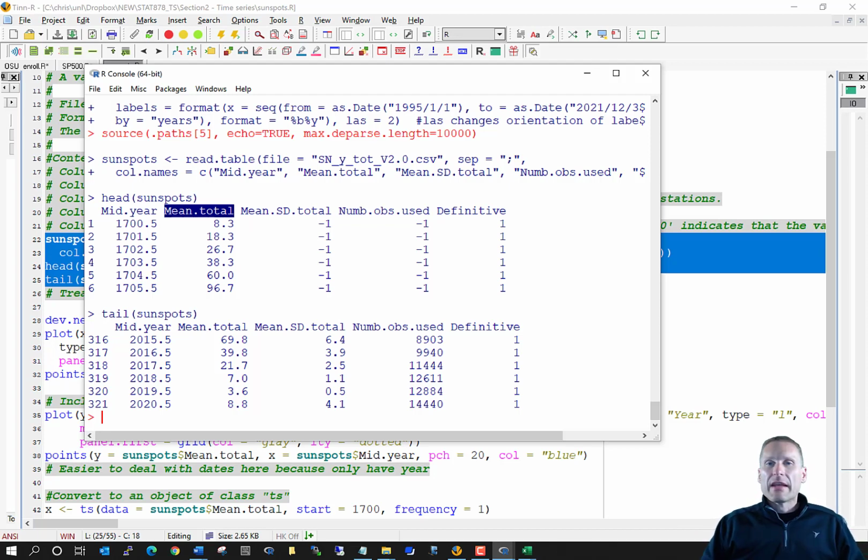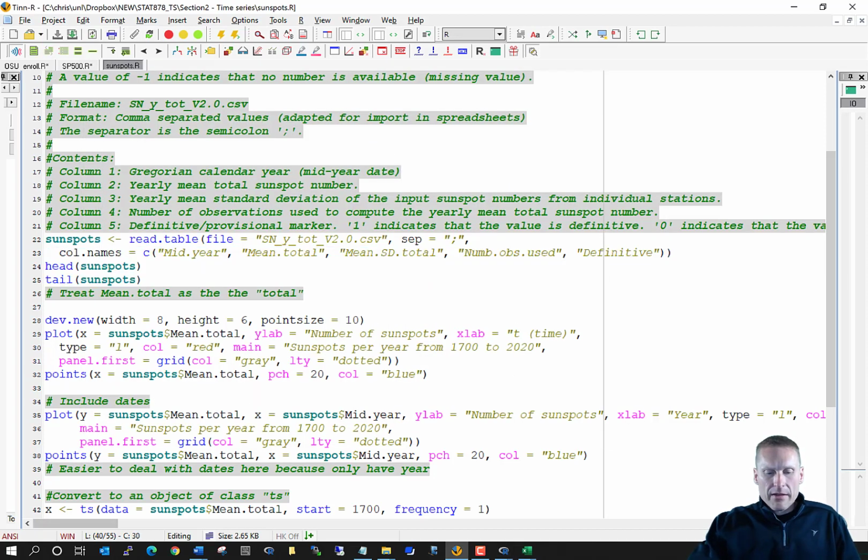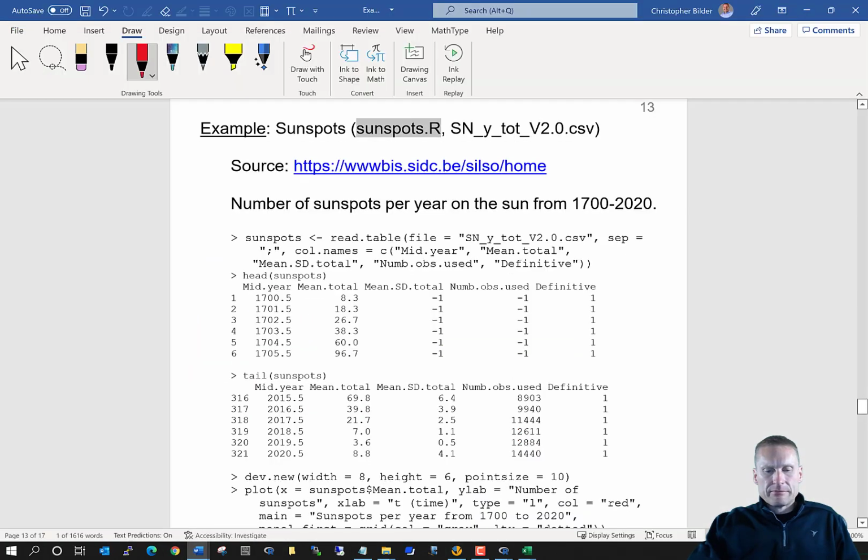That will be fine. Most data sets that you will see in another time series analysis course, they won't even bother with that detail. They'll just say, okay, here's the number of sunspots per year, not necessarily talking about how that number was determined. Okay, so let me come back over here to my Word file.